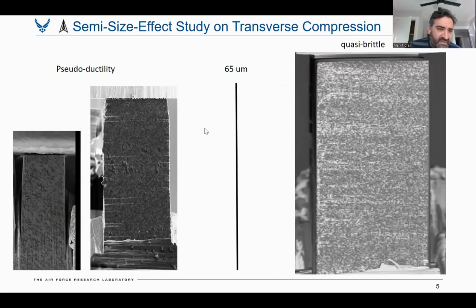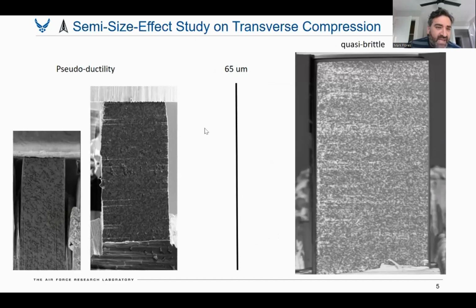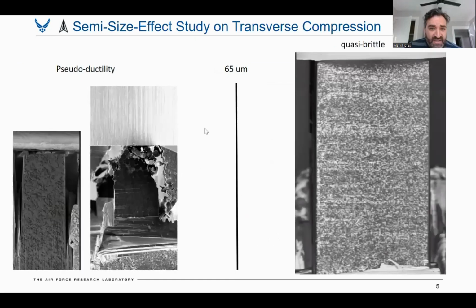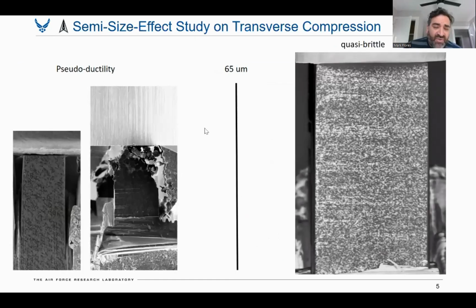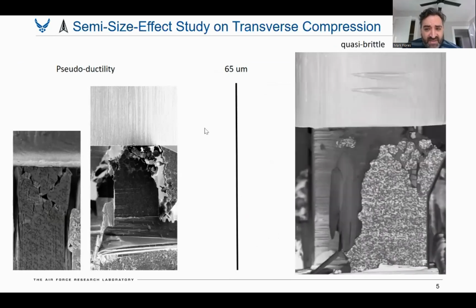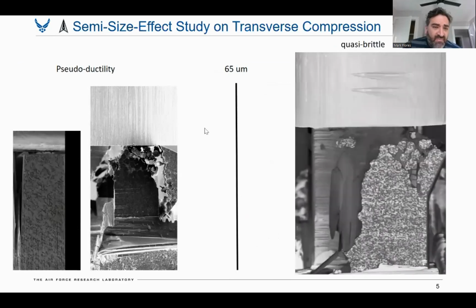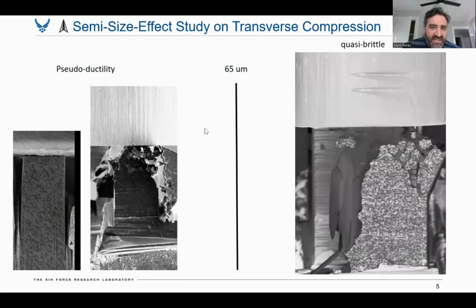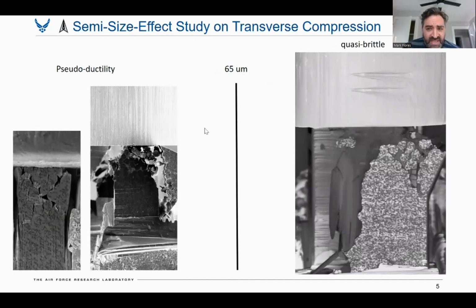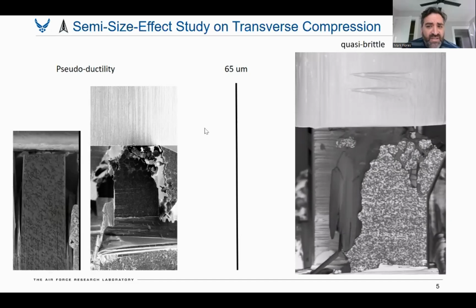We did lots of different sizes to understand where they could be important. To the left is what was published. To the right, we haven't published those things yet because they haven't shown a lot of stuff. But we're seeing lots of pseudoductility at the smaller scales, and as we begin to increase scales, it becomes more quasi-brittle.